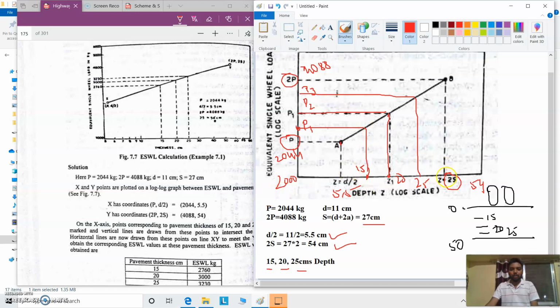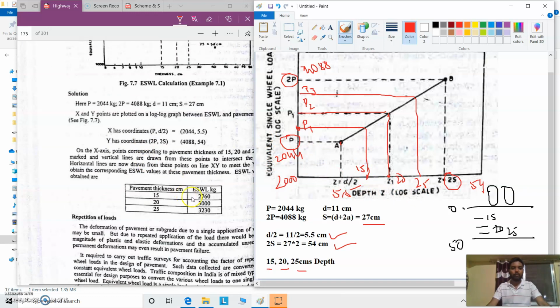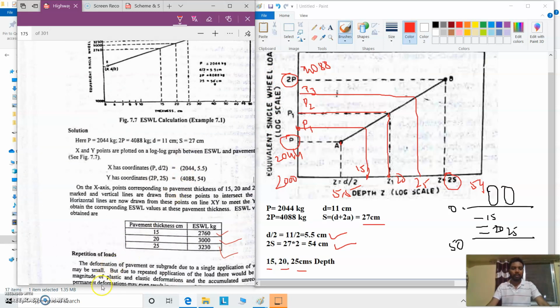So here, after plotting the graph, after erecting these 15, 20 and 25 centimeter depths to the y-axis, we end up with 2760 kg of load on the y-axis for 15 centimeter, and for 20 centimeter we end up with 3000 kg of load, and for 25 centimeter 3230 kg of total load. So here you have to write the answer in this manner.